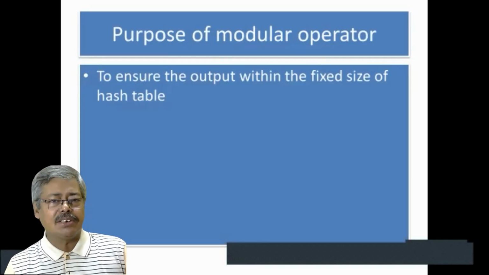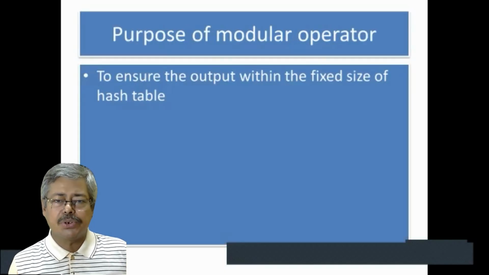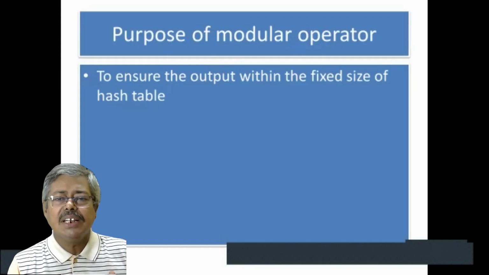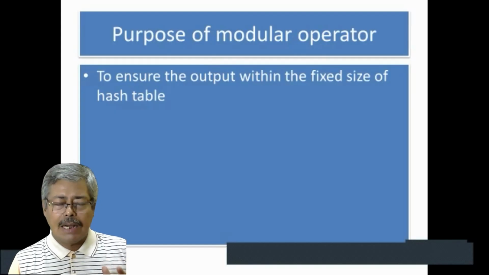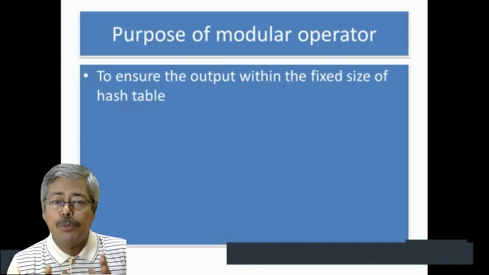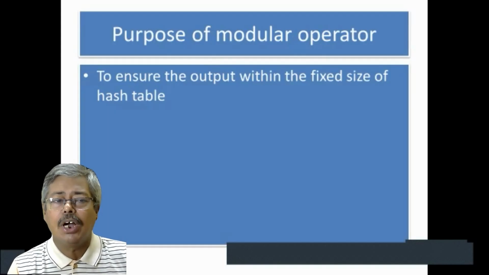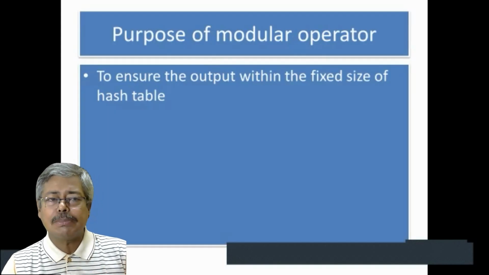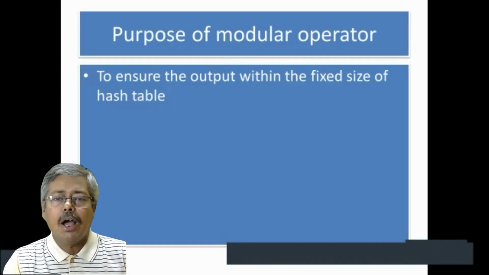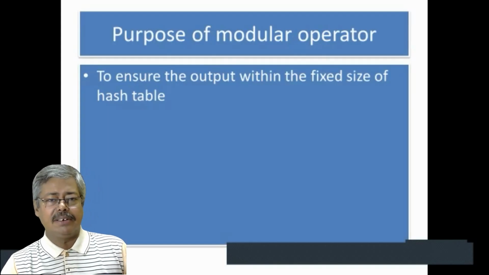Purpose of the modular function. The modular function is used for a fixed size hash table. The modular function ensures the output is within the fixed size of the hash table. So the purpose of the modular operator is a fixed size hash table.